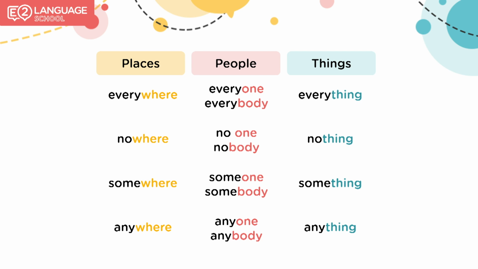So now we can understand all the different types of indefinite pronouns, and we've grouped them into places, people, and things.